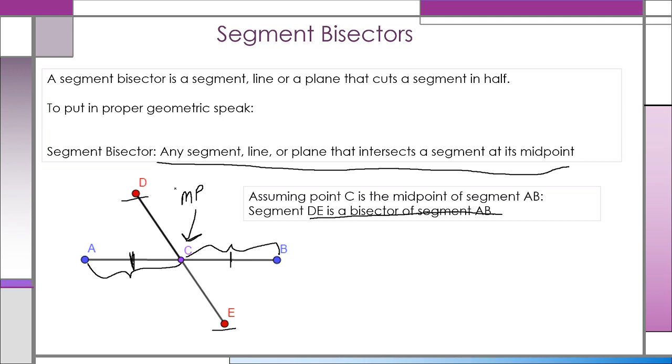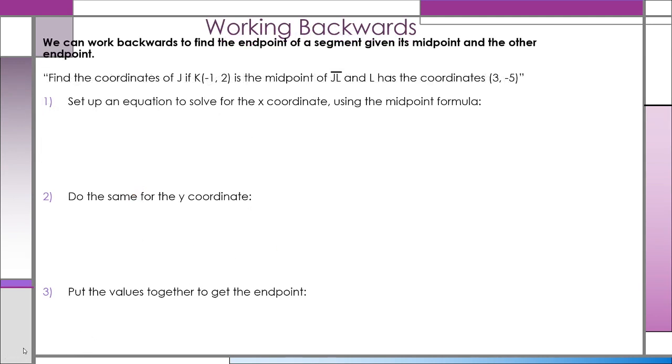So segment bisectors, by definition, always intersect the other segment at its midpoint, which means that, again, the first half of the distance is equal to the second half of the distance. AC is equal to CB. Now, we can use this aspect to help us reverse engineer a problem. It says here, find the coordinates of J if K is at negative 1, 2, and the midpoint of JL, and L has the coordinates of 3, negative 5.